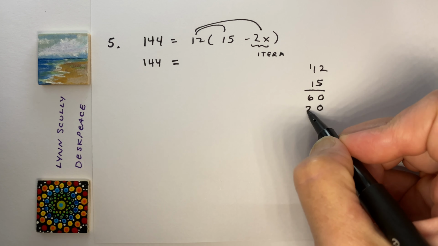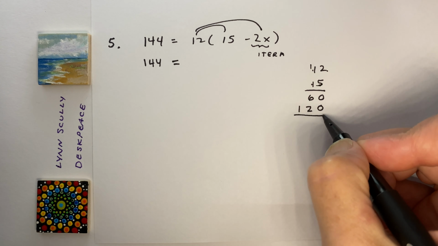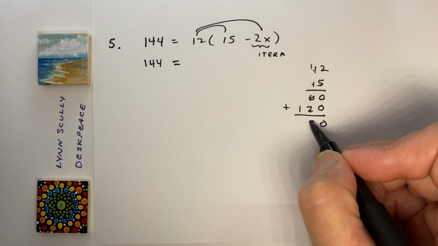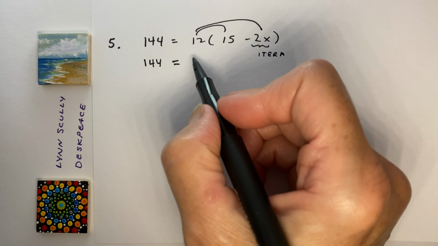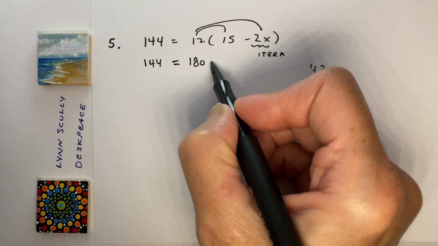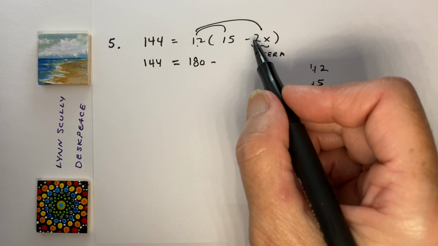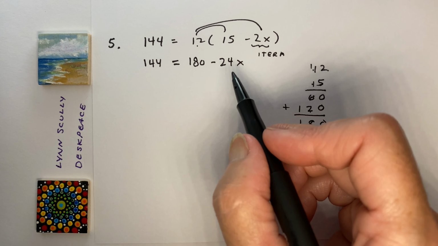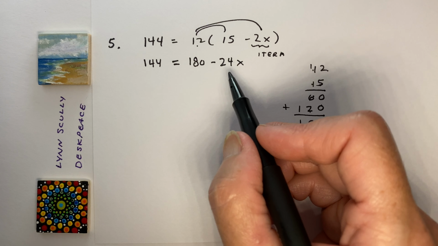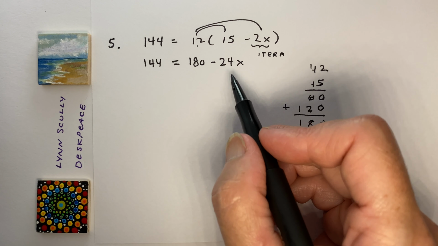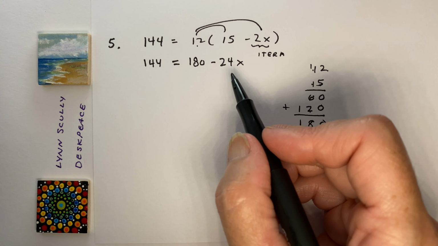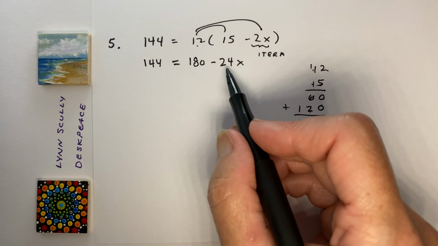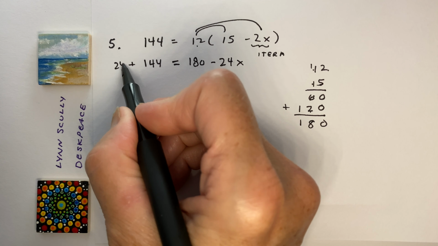1 times 2 is 2. 1 times 1 is 1. Now I add 0 plus 0 is 0. 6 plus 2 is 8, and 1. So I'm getting 180 minus 2 times 12 is 24 x's. Now, I don't like my x's to be minus. I like them to be added. And that's going to be lesson 11, which is right after this. But I'm going to move this over here because I want it to be positive.